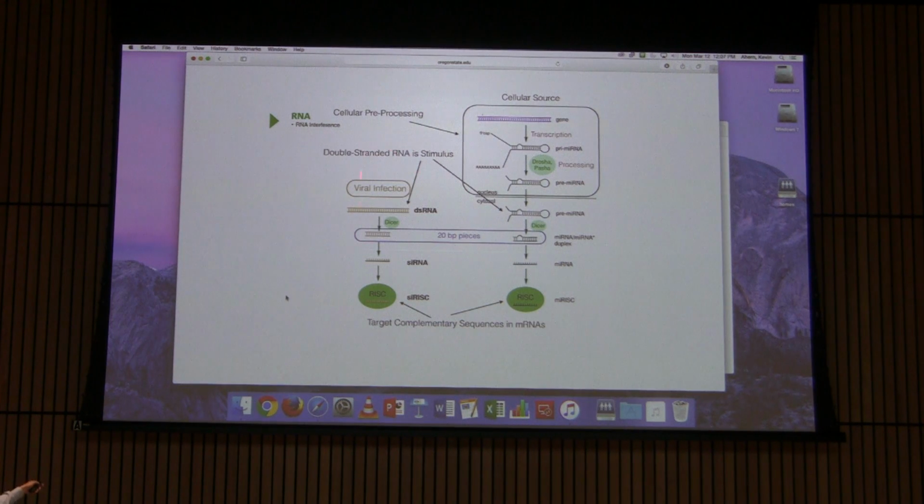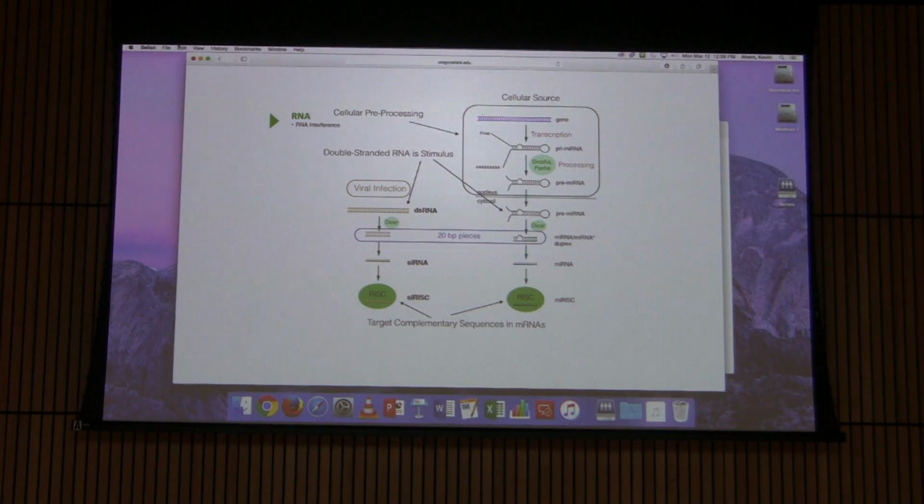So we started from different points. We started with a viral infection on the left. We started with a cellular sequence on the right. But in both cases, we have made a single-stranded RNA that is complementary to something that we want to destroy. And that single-stranded RNA is linked with a complex called RISC. And from this point forward, we're going to see the same thing happen to both of them.